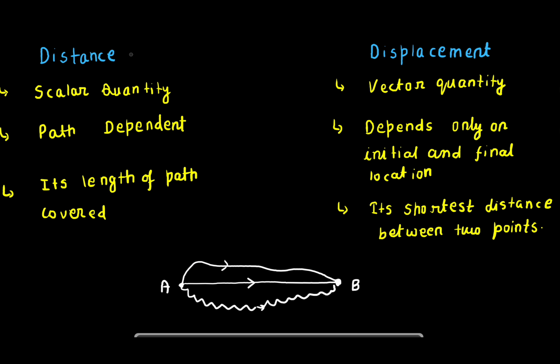Also, there are a few points to remember. Distance is a scalar quantity. It means we just need magnitude to define distance. On the other hand, displacement is a vector quantity. So we are going to need both magnitude as well as direction to define displacement.